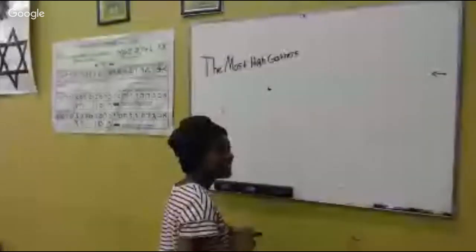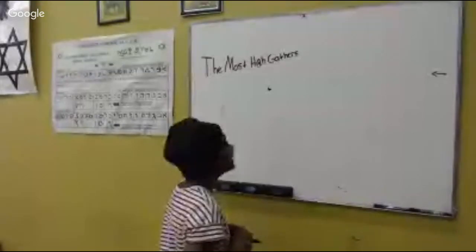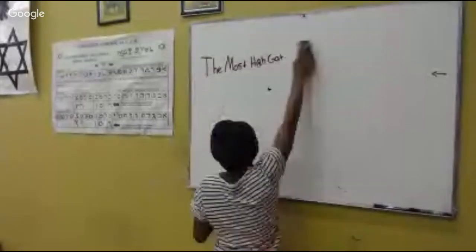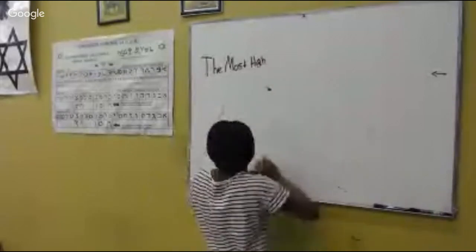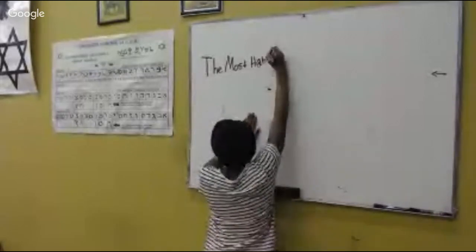All right. So the Most High is gathering. He said, oh, all right. So it is gathering.